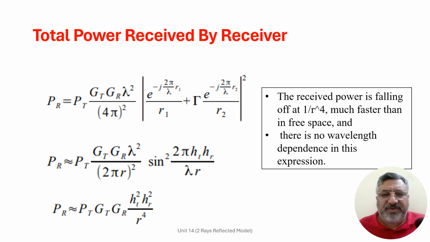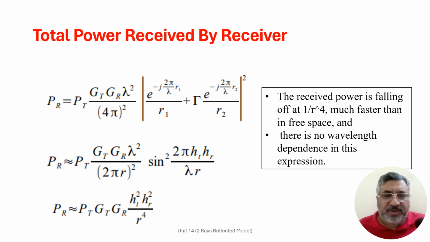So the total power is proportional to the magnitude square of this total field. It can be written as PR is equal to PT GT GR lambda square divided by 4 pi square, times the modulus of e power minus j 2 pi divided by lambda R1, divided by R1, plus the reflection coefficient e power minus j 2 pi divided by lambda R2, divided by R2, modulus square.